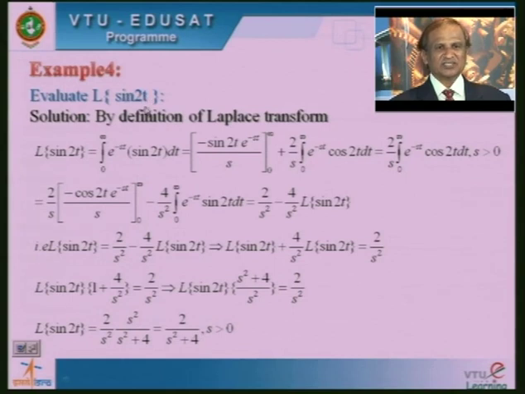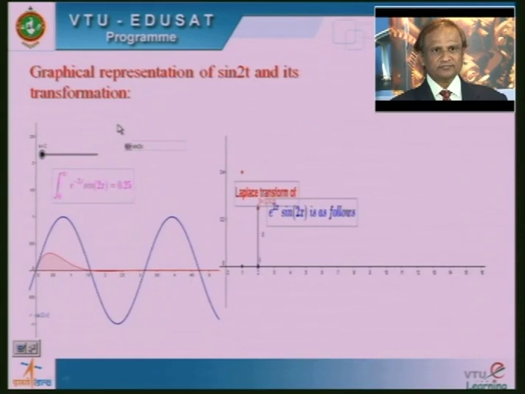Is it clear? Instead of 2t, suppose they give sine 3t. What is the Laplace transform of sine 3t? Exactly in a similar way we can prove it, and finally we get 3 divided by s square plus 3 square. If it is 4 instead of 2, suppose they ask us to find the Laplace transform of sine 4t, I can obtain 4 divided by s square plus 4 square. Exactly in a similar way, we can find the Laplace transform of sine of either 2t, or you can replace 2 by any other constant.